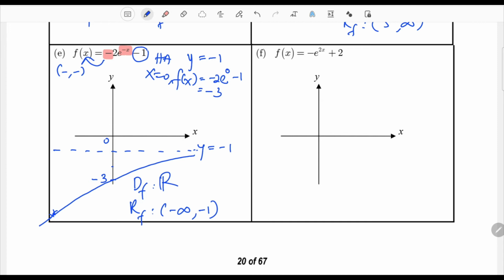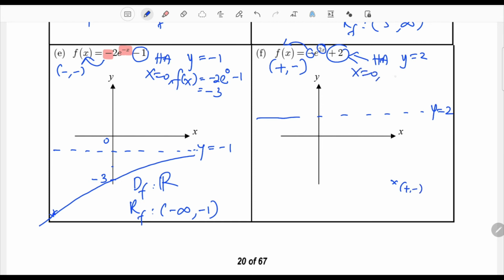Okay, f. This is plus 2. So horizontal asymptote y equals 2. So this is your y equals 2. So your x is positive, and here negative belongs to y. Positive, negative, that is in the fourth quadrant. And then when x is 0, substitute into the function to get the intercepts. So you get negative e^0 plus 2, so you get 1. Okay, this is your 1. So the graph will look something like this.